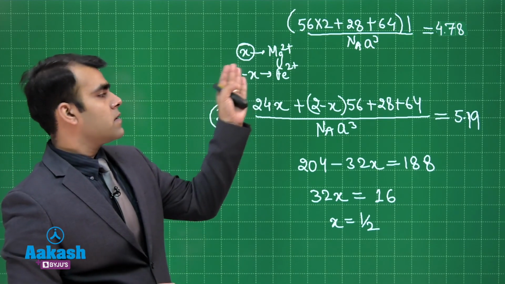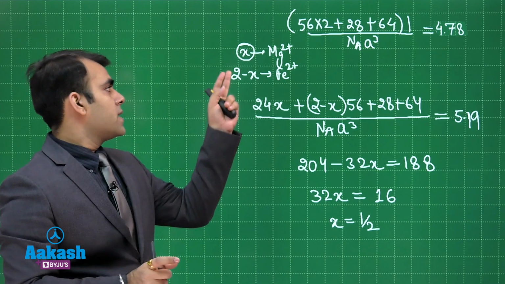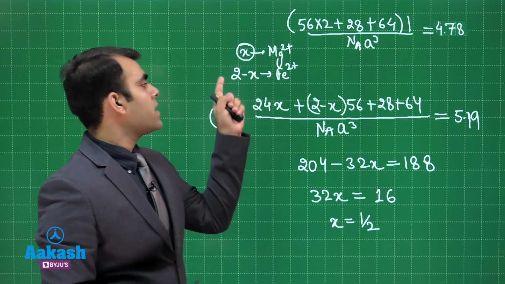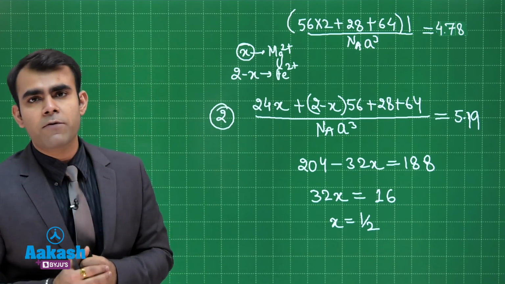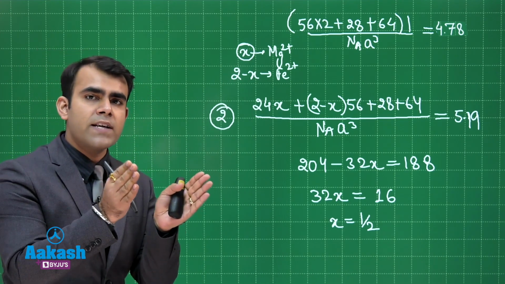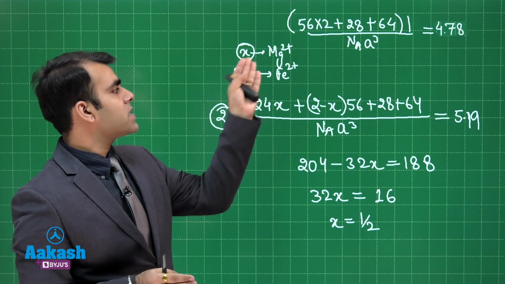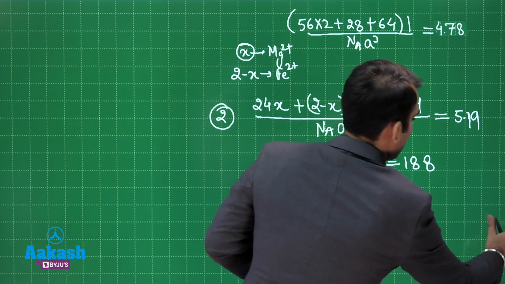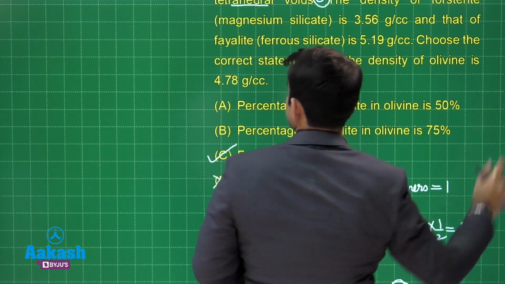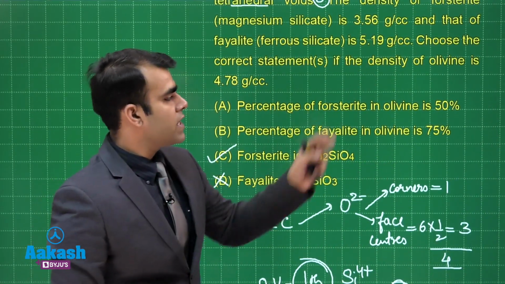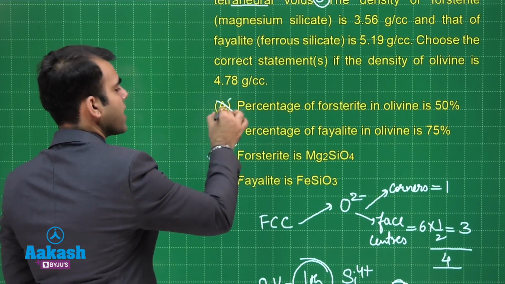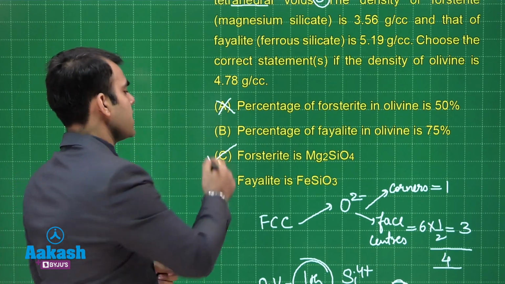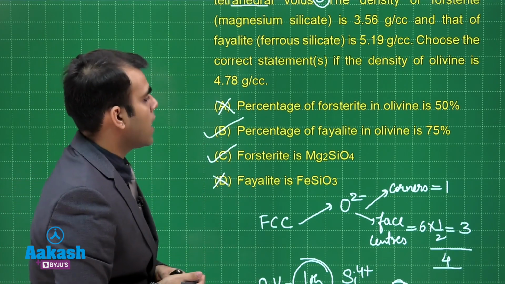It means if I have 2 parts, then 1/4 part is basically from magnesium ion and 3/4 part is basically from ferrous ion. It means the percentage of fayalite is 75%, whereas the percentage of forsterite is 25%. Now, if we look at the options, then percentage of forsterite in olivine is 50%. No, this is incorrect. Percentage of fayalite in olivine is 75%. Yes, this is the correct answer.